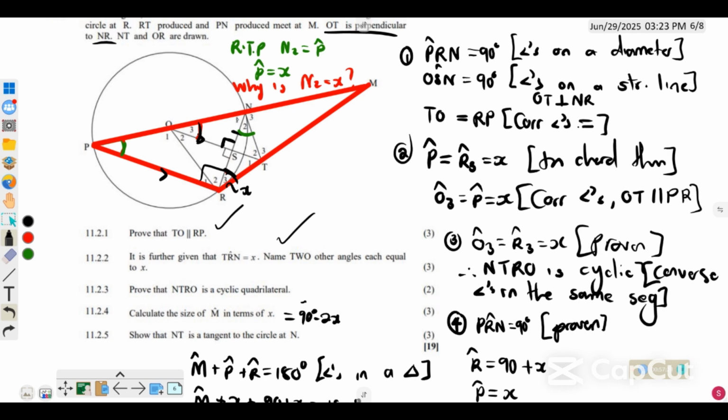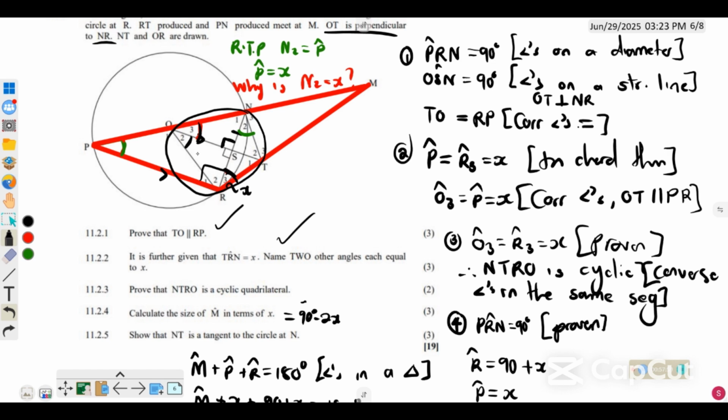Let us not forget that we have a circle here. There was a cyclic quadrilateral somewhere here, so that one can also be used. Because at this point, I'm seeing that this N2 is equal to O2, but the issue is I don't have O2 as yet. Is there a way to find O2? No, there isn't. At least I don't see it.